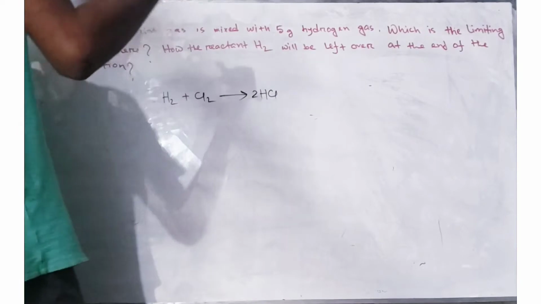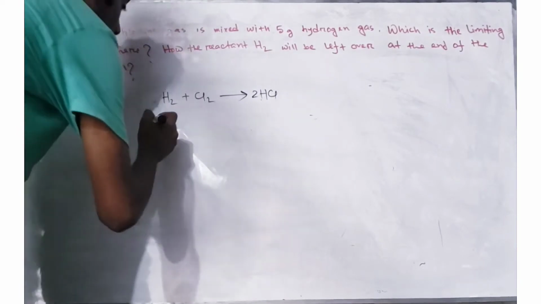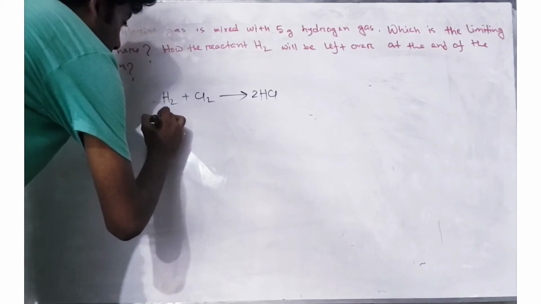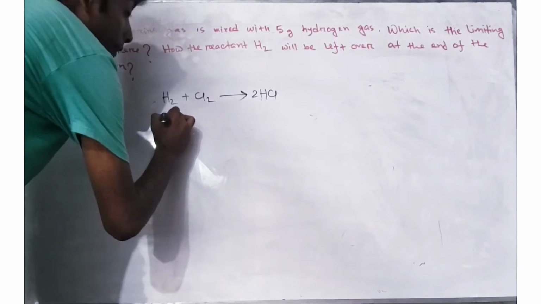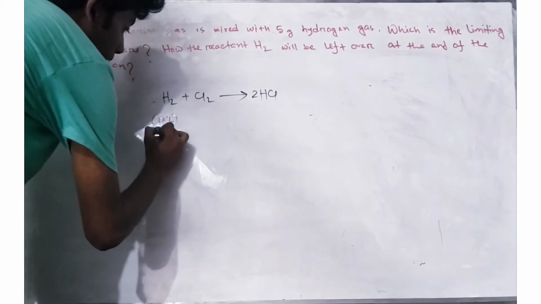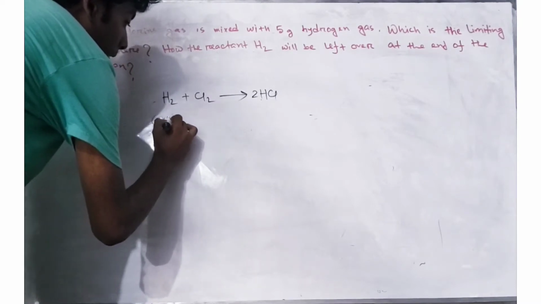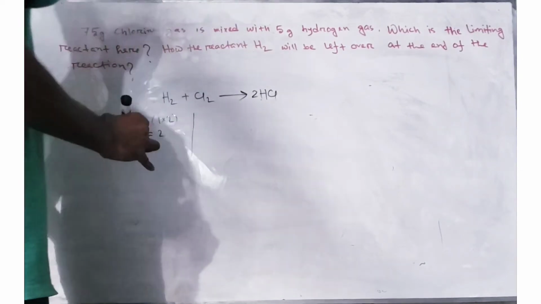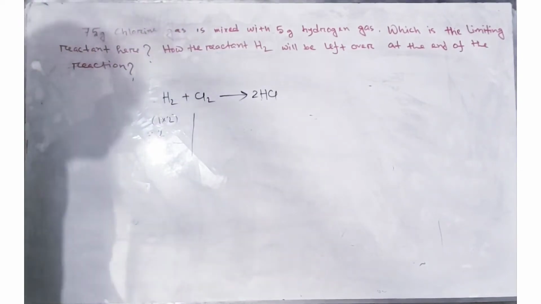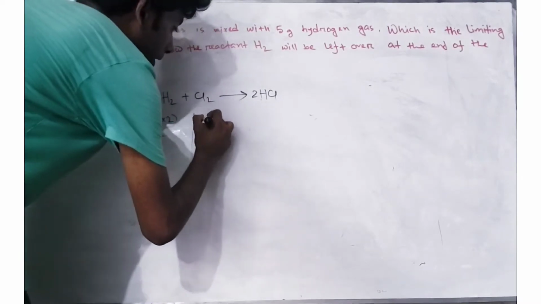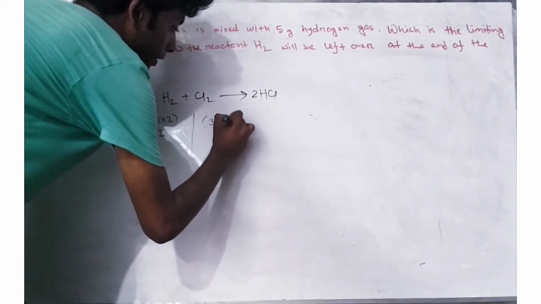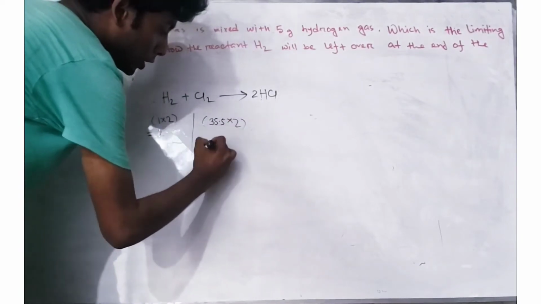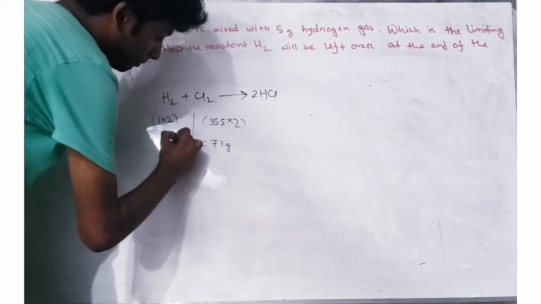Now we are determining the molecular mass of these reactants. The atomic mass of hydrogen is 1 and the number of atoms is 2, so we can write 1 multiplied by 2 equals 2. For chlorine, the atomic mass is 35.5 and the number of atoms is 2, so we write 35.5 into 2, which is 71 gram per mole.